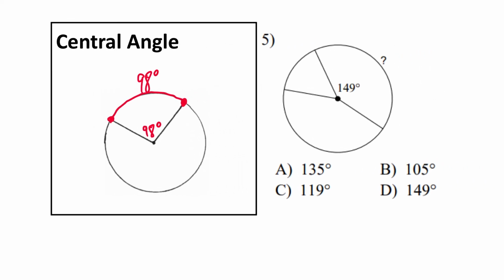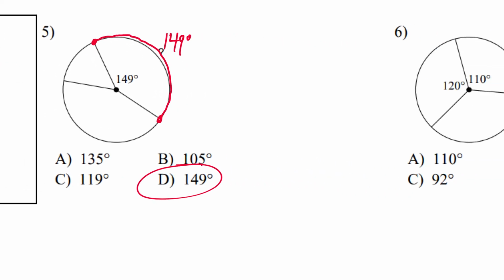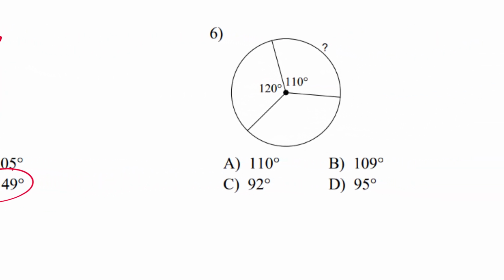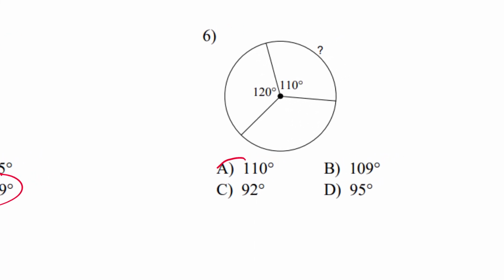Okay? So like on number 5 here, this is easy as it gets. It's asking for the measurement of this arc right here. What's the measurement going to be? It's going to be 149. Yep. Okay, on this one, how big is that arc? It's 110, right? Because it's the same thing as this angle right here.